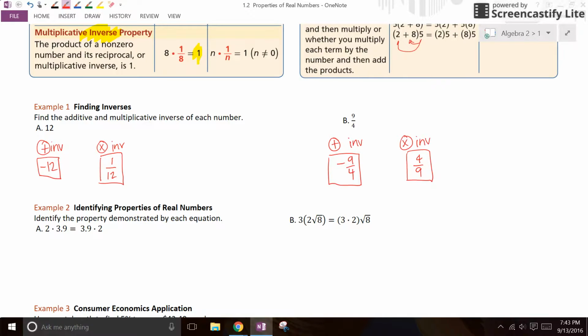Now, what about properties? Which property do you see here? Well, look, I have a 2 times a 3.9, and that's equal to a 3.9 times a 2. Notice the order changed. It went 2 times 3.9, and then it went to 3.9 times 2. The 2 didn't come first. So somebody switched their spots.